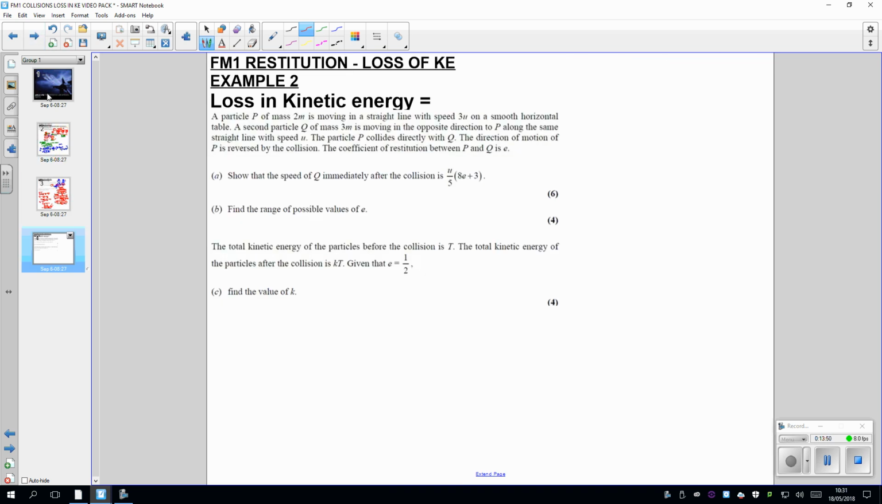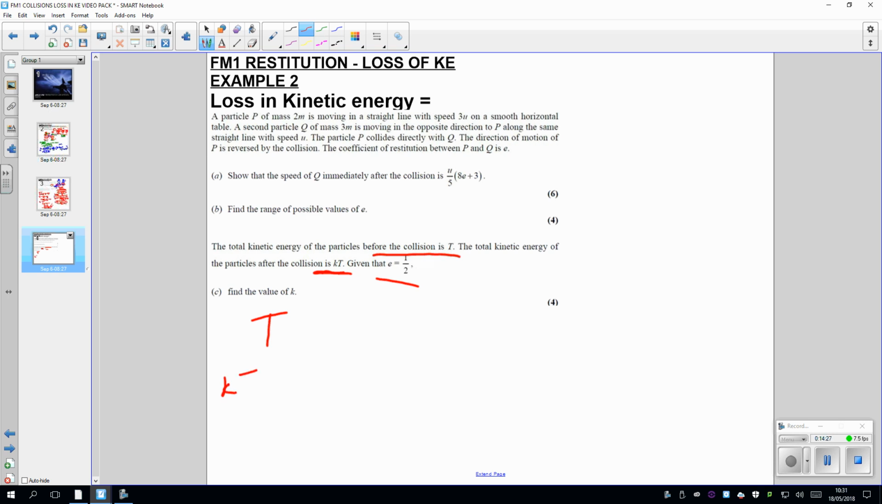It's saying find the value K, because it says the total kinetic energy of the particles before the collision is T. The total kinetic energy of the particles after the collision is KT. Given that e equals a half, find the value of K. So the total kinetic energy is T, so that's our start. The total kinetic energy of the particles after it is KT.